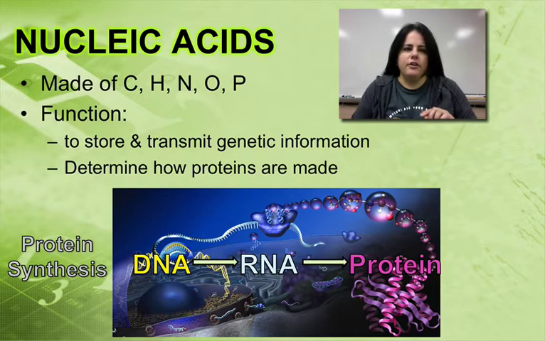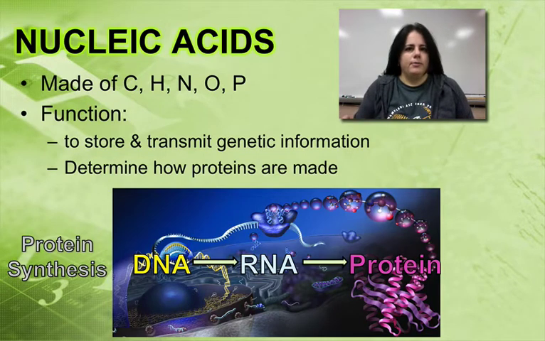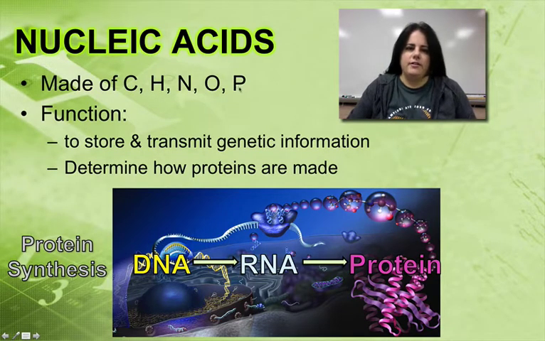But first, let's talk about which elements make up nucleic acids. Nucleic acids are made up of everything except sulfur. So remember the big six, SCHNOP. Everything is here except for sulfur, or S. So SCHNOP: carbon, hydrogen, nitrogen, oxygen, and phosphorus.